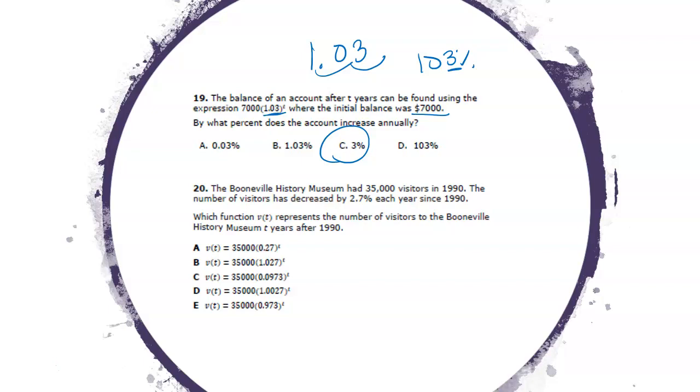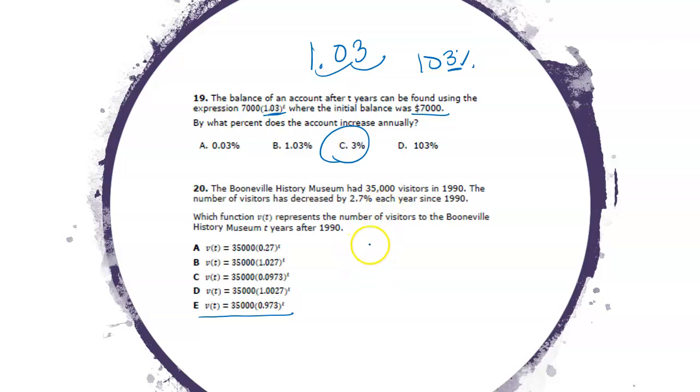Number 20, I think this one has an error in it. The Boonville History Museum had 35,000 visitors in 1990. The number of visitors has decreased by 2.7% each year since. Which function represents the number of visitors to the Boonville History Museum T years after 1990? So 20 says that E is the correct answer. Let's just check it because I know originally there was an error on here.